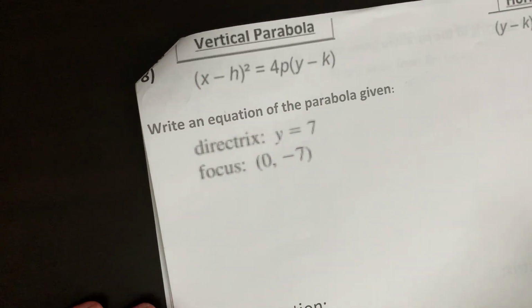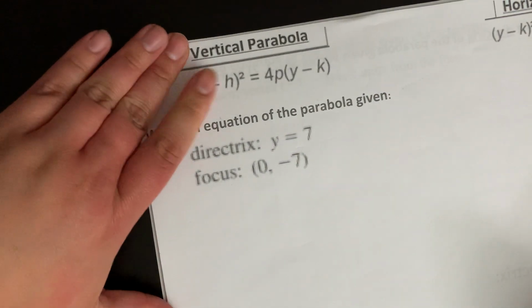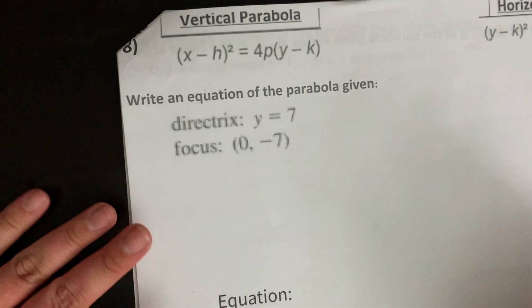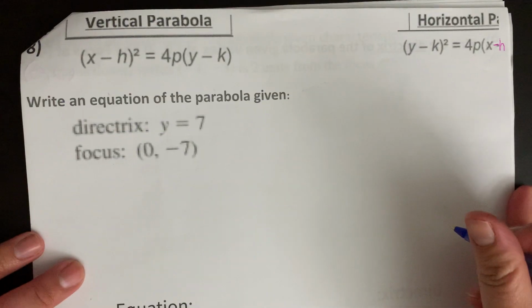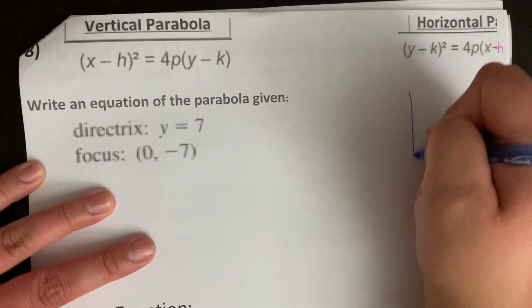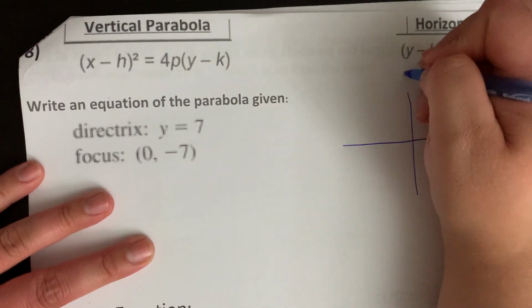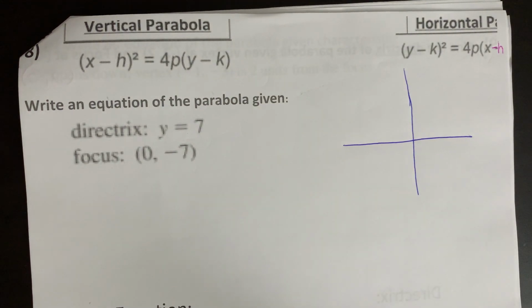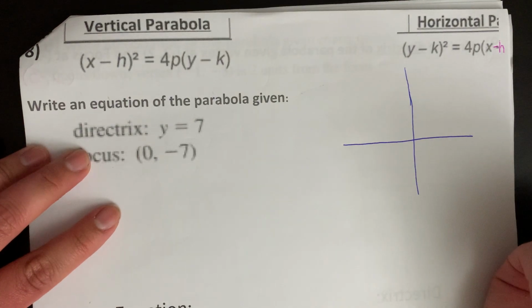Number 8, write an equation of the parabola given. Okay, so again, but now we're given different features. So what's the first thing we're going to do? Well, we're going to draw a sketch before we start trying to figure out what we're going to use. Okay, so we have a directrix at y equals 7.